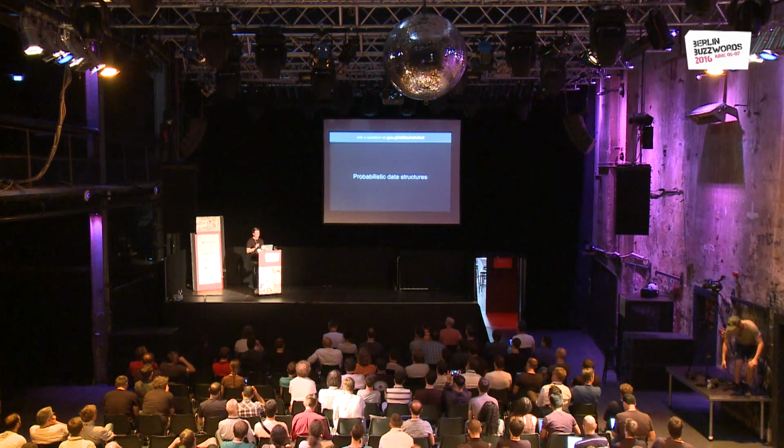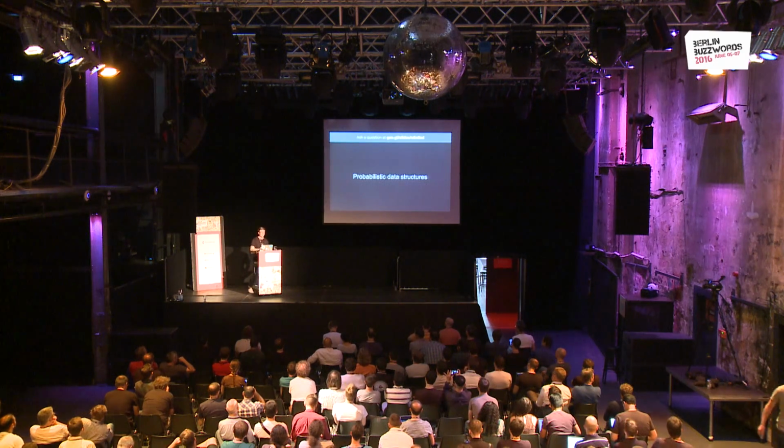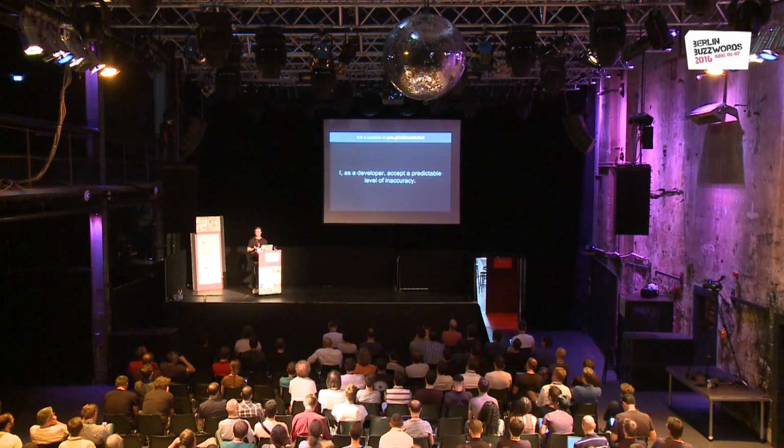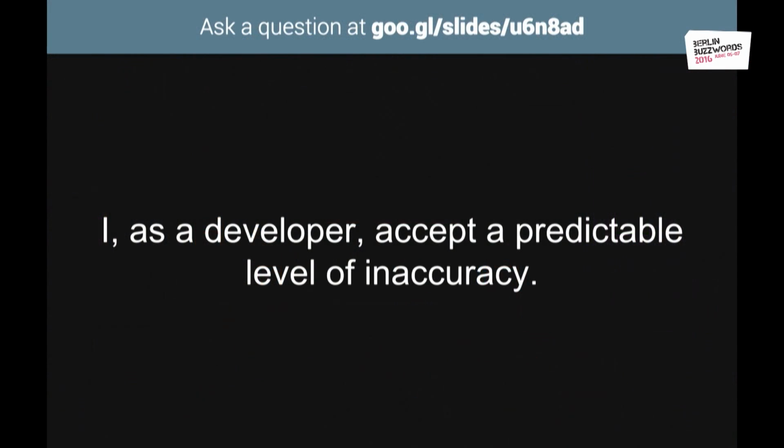But one thing that you have to remember when you're using these data structures is a very important thing: as a developer, you are able to accept a predictable level of inaccuracy. Inaccurate in so much that when you use this data structure, it might be wrong. And also, it might be wrong by some amount. But when you're using them, you accept the amount that you accept it to be wrong. And if you're okay with that, then you can use them.